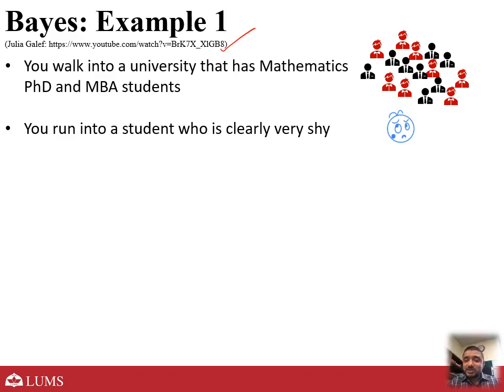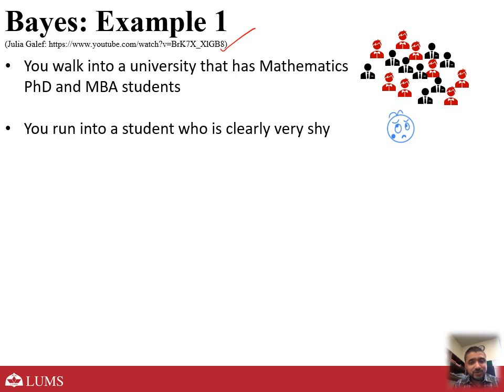So clearly a shy student. So now at this point, I ask myself a question. Given this piece of evidence, given this student, do I believe that he is an MBA or a PhD student of mathematics?